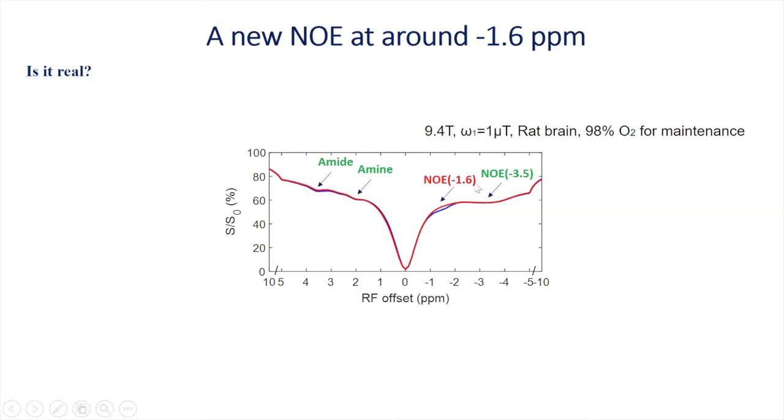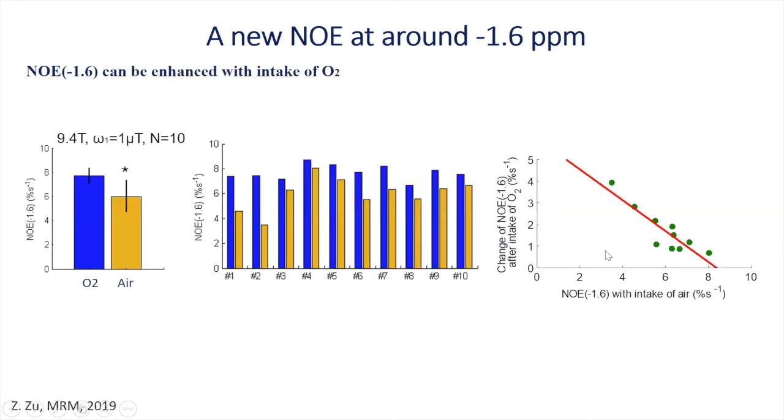I named this signal NOE -1.6. First, I found that NOE -1.6 can be enhanced with the intake of oxygen. The first figure is quantified NOE -1.6 for animals with intake of oxygen and air. This is created from 10 animals, and we can find that there's a significant difference. The second figure shows the quantified NOE for each animal. Here we can find that with intake of oxygen, the signal is enhanced for all the animals.